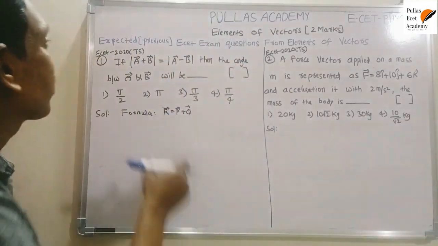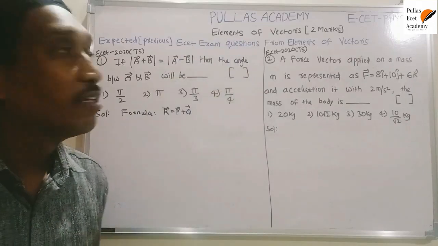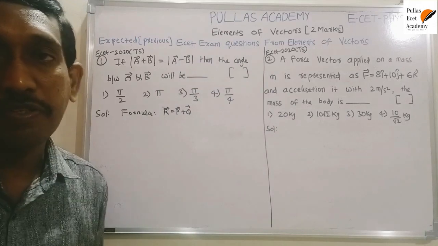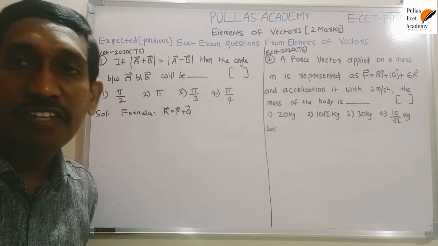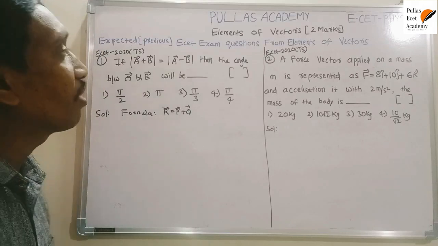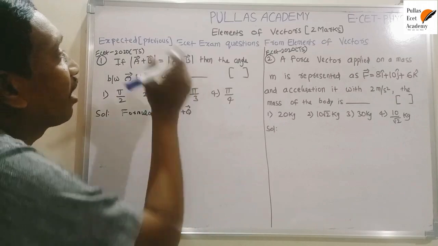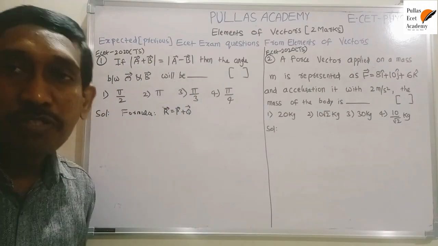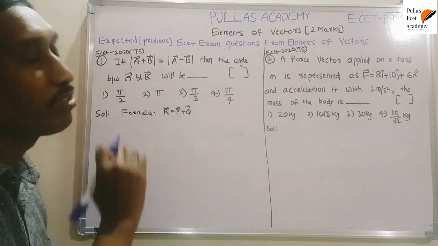Today we are going to discuss some expected Ecet exam questions from elements of vectors. These are previous Ecet exam questions. Most of the questions are repeated from previous years and previous models. That's why we have to concentrate on the previous model questions. Sometimes they ask previous questions directly, and sometimes not directly, but the same model questions are repeated. That's why we have to concentrate on these models.